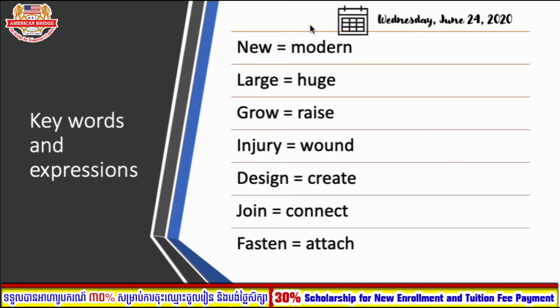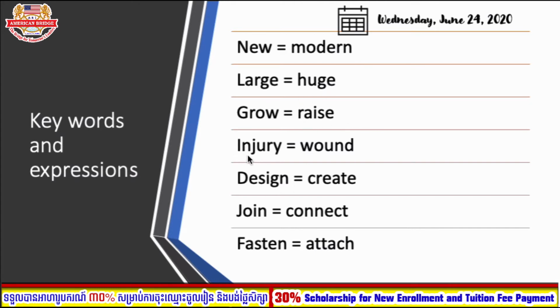The first one is new. New has the same or similar meaning as the word modern. When you say something is new, it is very modern, very high-tech. The second one is the word large. When something is very large, you can say it is extremely big, or you can use the word huge, okay? Huge, very, very big. And the third one is grow. When you talk about grow, it means it goes up, or you can say it rises.